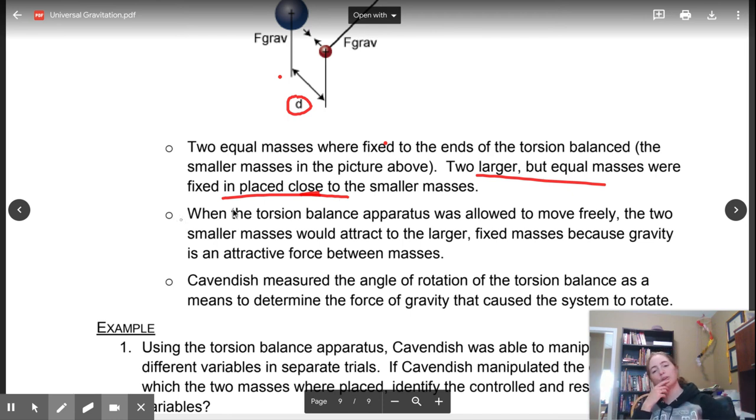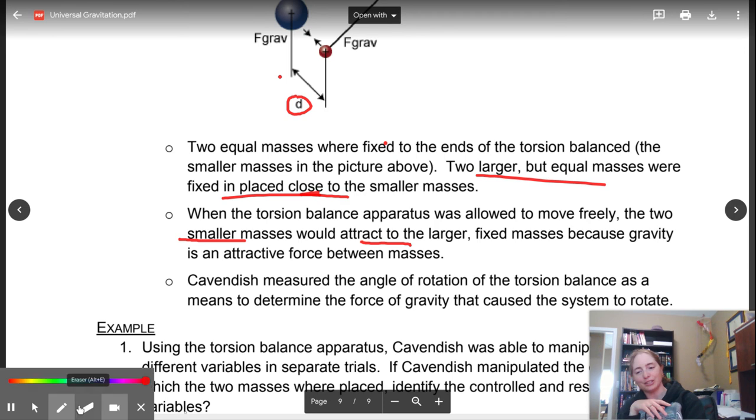Once the torsion balance was able to move freely, these smaller masses would be attracted to the large fixed masses because of gravity. He was then able to determine the value of big G by how much the torsion balance rotated, so the angle of rotation. That angle of rotation is what allowed him to calculate big G. You do not need to repeat the experiment. You do not need to worry about his calculations.